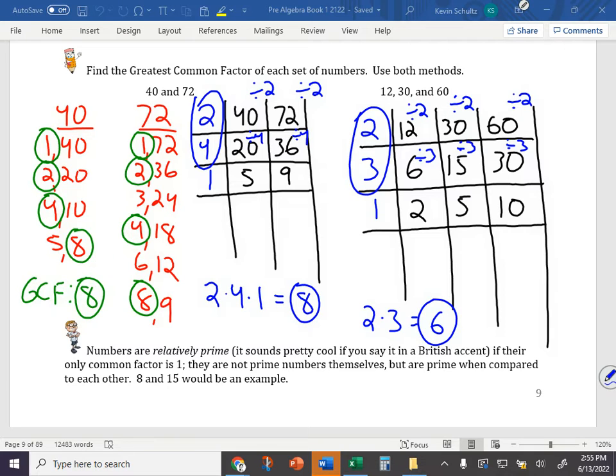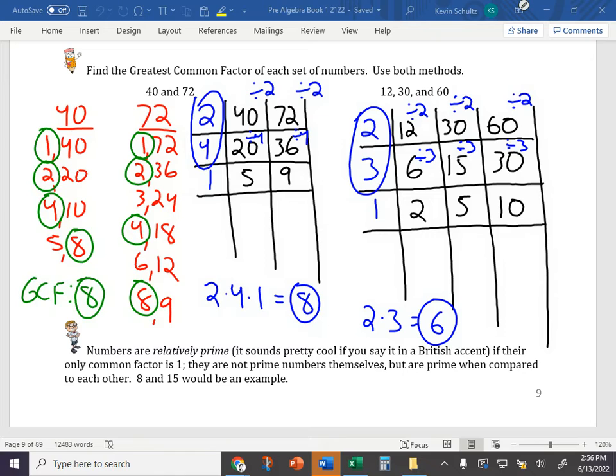The listing method will work just as well for this, but the more kids use it, the more kids kind of gravitate toward the chart method, just because they don't have to worry about missing one of those factors, or one of those factor pairs.